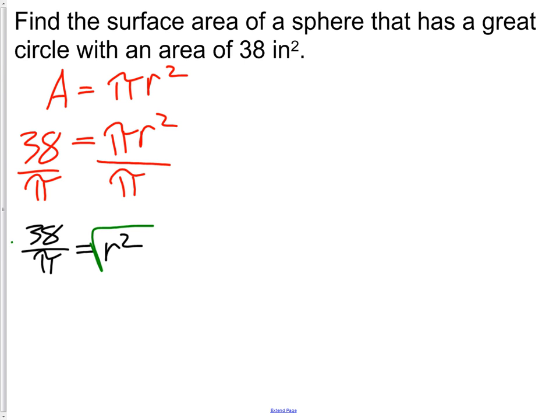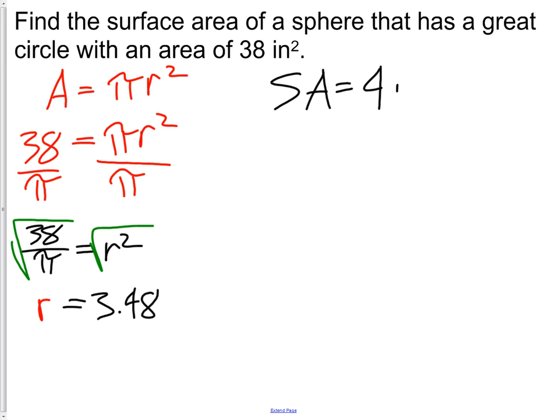So on my calculator, all at one time, I'm going to put parentheses around 38 over pi, and take the square root of it. In doing that, I'll get 3.477, or 3.48. So now I know a radius, but I'm not going to clear my calculator screen. I'm going to leave that right there, and you'll understand why in a little bit. Now to get the surface area of this, I do 4 pi r squared. But in my calculator, I still have r.